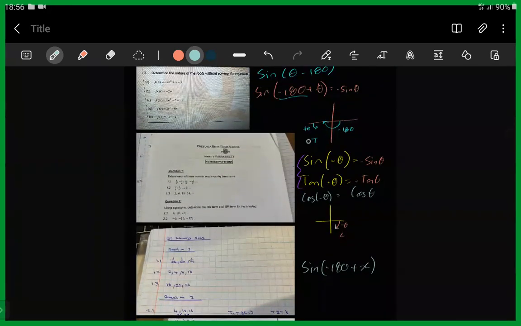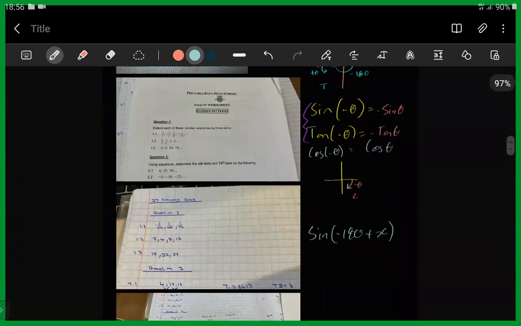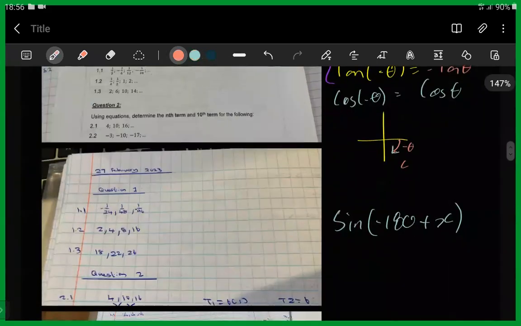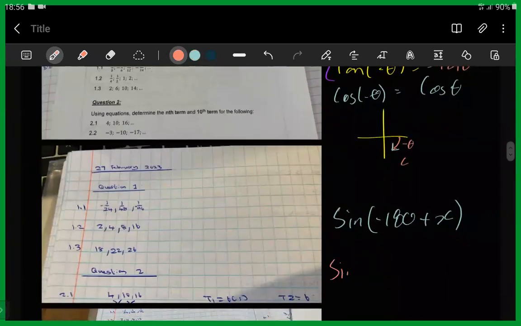So you'll know that you're going to end up with negative sine of whatever this whole angle is. You know that you'd end up with negative sine of x, and that would be your answer. However, in some cases, if you were to take out a negative here, you would have 180 minus x here.